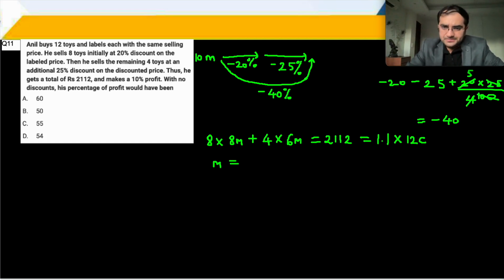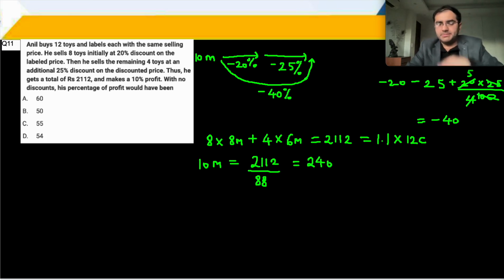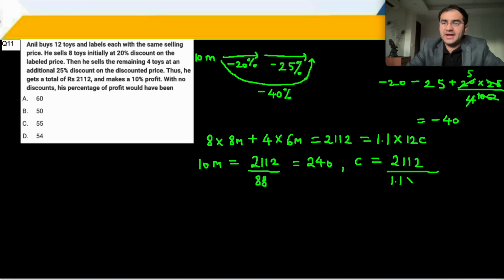Let's find M first. So 8 8s are 64 plus 24 is 88. 2112 divided by 88 turns out to be 24, and 10M turns out to be 240. Per article marked price is 240 rupees. Take C: 2112 divided by 1.1 and 12, do your calculations, you will get 160 rupees. So 160 is sold for 240, a profit of 80 rupees on a cost price of 160 rupees. That's a 50% profit, and the answer is B. Straightforward, easy question, slightly lengthy, but easy.